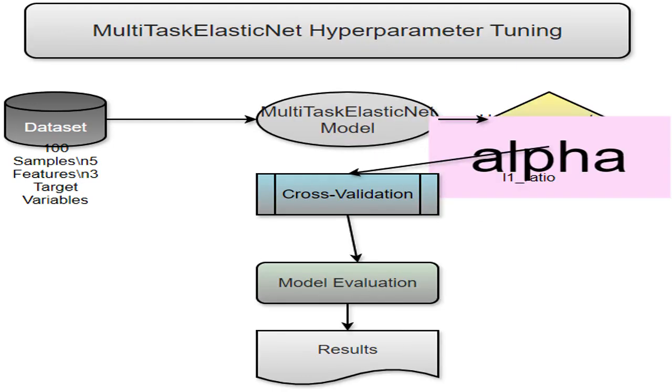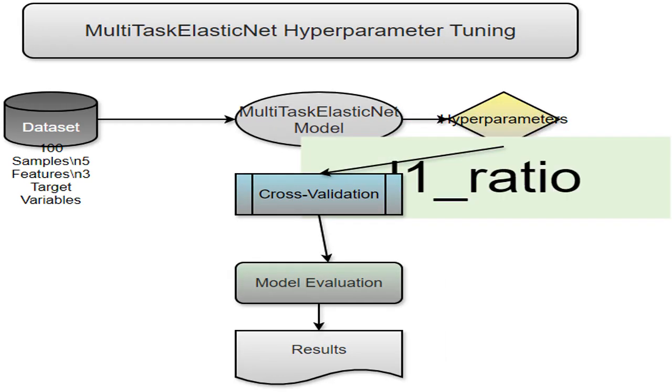Alpha is a regularization strength parameter. Larger values mean stronger regularization. This helps prevent overfitting by penalizing large model coefficients. L1 ratio controls the balance between L1, lasso, and L2, ridge, regularization. A value of 0 is pure L2, 1 is pure L1, and values in between are a mix. L1 regularization helps to produce sparse solutions, with some coefficients exactly 0, while L2 produces more dense solutions, small but non-zero coefficients.